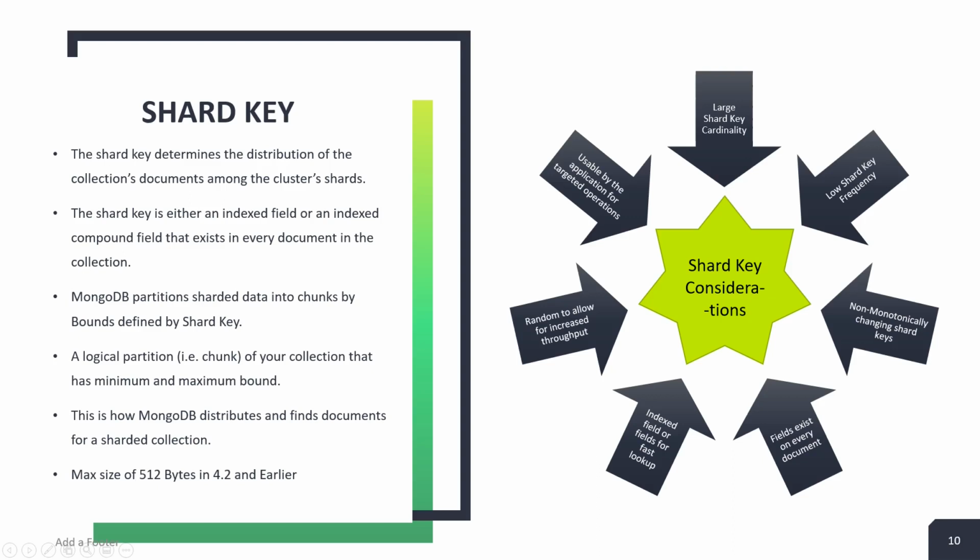MongoDB partitions the sharded data into multiple chunks by the values that we define in the shard key. So the chunk is nothing but a range with a maximum and a minimum bound. All the values within that range are placed inside the particular chunk, and the data is distributed based on the chunks. The size of the shard key was limited to 512 bytes up until version 4.2, and from 4.4 that restriction is removed.